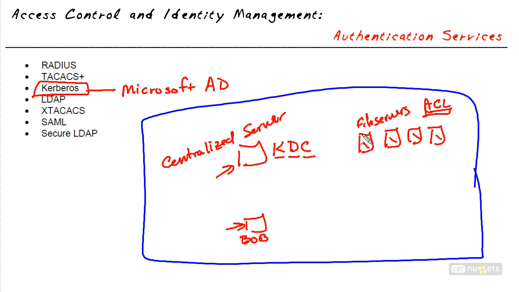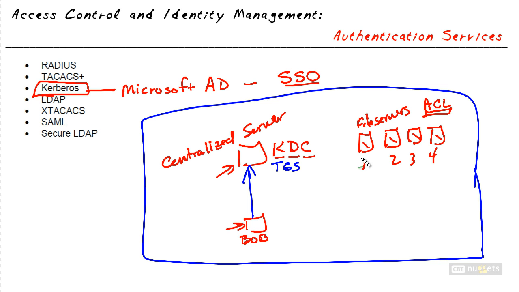Now the challenge is, how do these file servers know that Bob is really Bob? And one of the big benefits of Kerberos is that we can support something called single sign-on, where Bob can authenticate once and then get access to all the resources that he's entitled to that are part of the domain without having to re-log in to server 1, 2, 3, or 4. And the way that Bob does this is he's going to initially authenticate with a key distribution center. And the key distribution center has a service running called the ticket granting service.